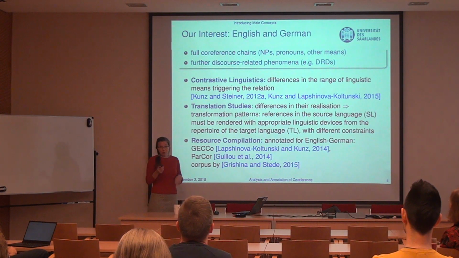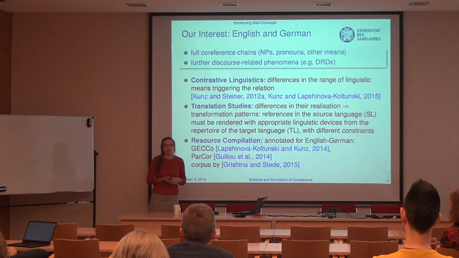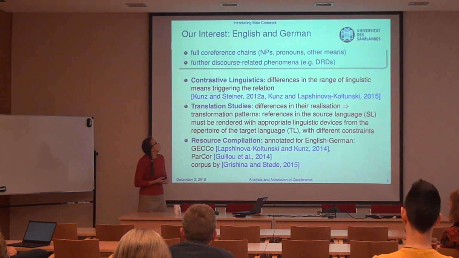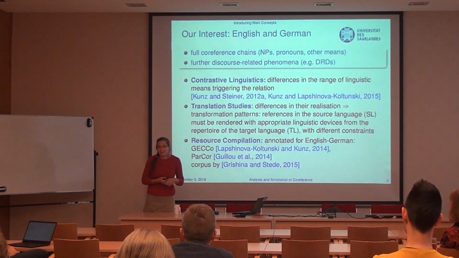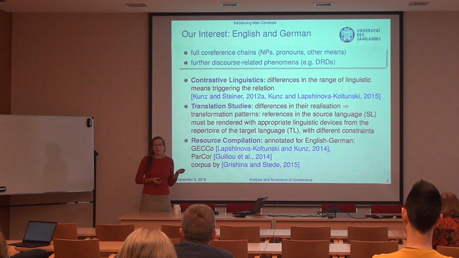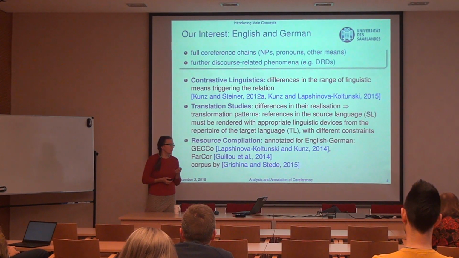And as I mentioned, my interest is in English and German, working in Germany and dealing mostly with the students who are studying English and being translated from English into German. It's important to know, first of all, okay, how do coreference chains look like in English and German? So what elements can we include there? What are the linguistic means expressing coreference in both languages?